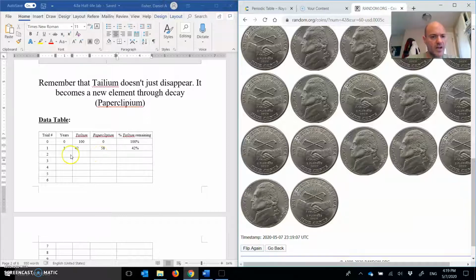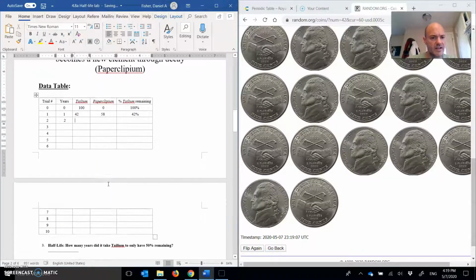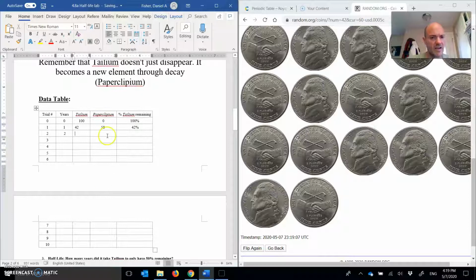So here's where it gets confusing. I now have 58 plus 19, so that would be 77, which means I've got 23 of these, which is about 23%. So now I'm going to move on to year 3.